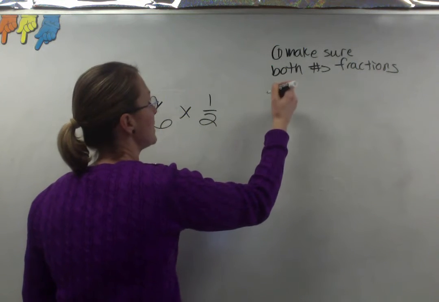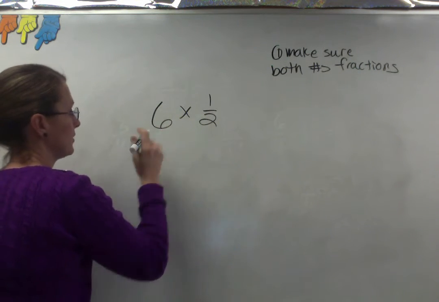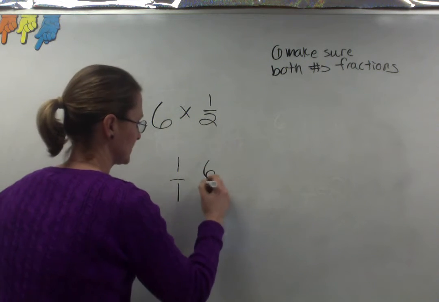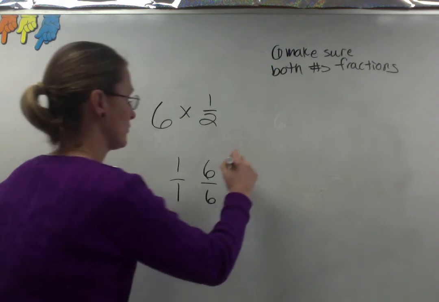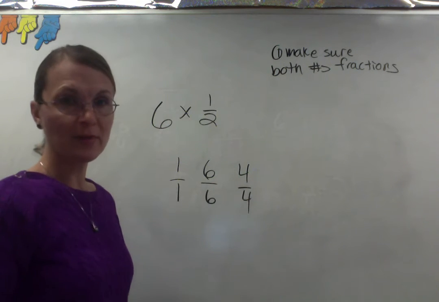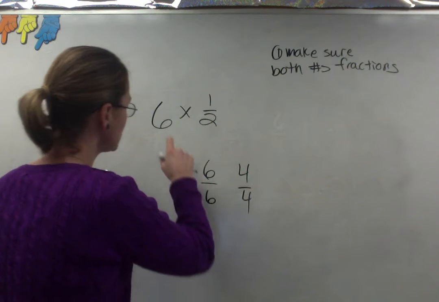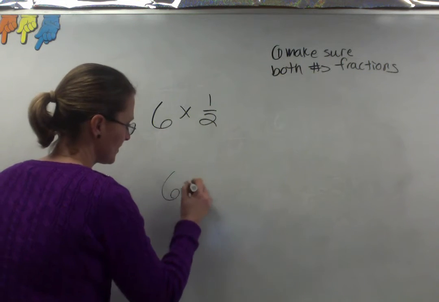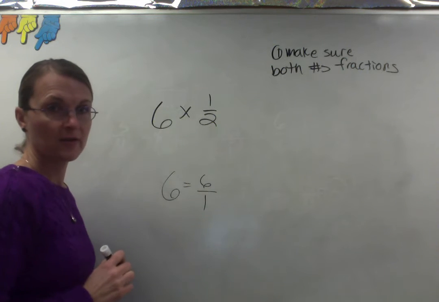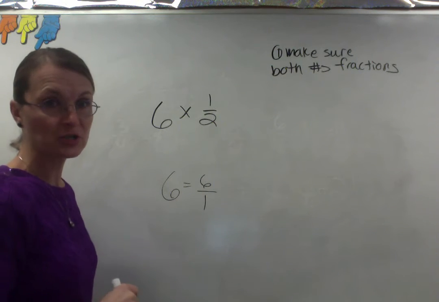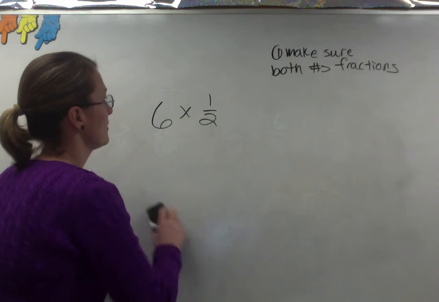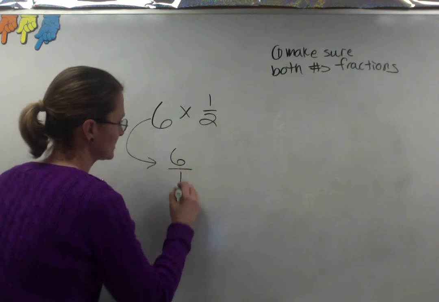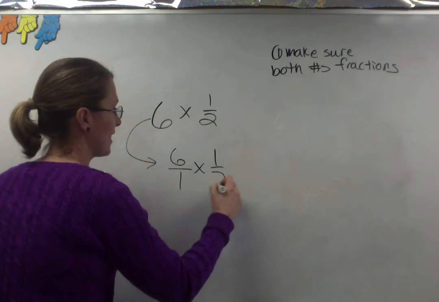We're going to do this by putting a 1 under the whole number, okay? Because remember, 1 over 1 would equal 1. 6 over 6 would equal 1. 4 over 4 equals 1. Anytime the top and the bottom number are the same, they equal 1. So 6 wholes is 6 ones. So you can make a whole number into a fraction by putting a 1 underneath it. So we're going to turn this into a fraction by doing 6 over 1. Now we can multiply it by 1/2.